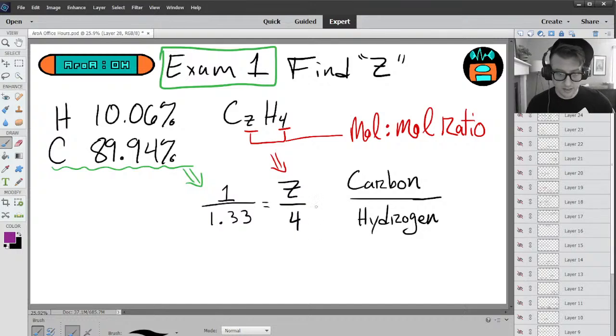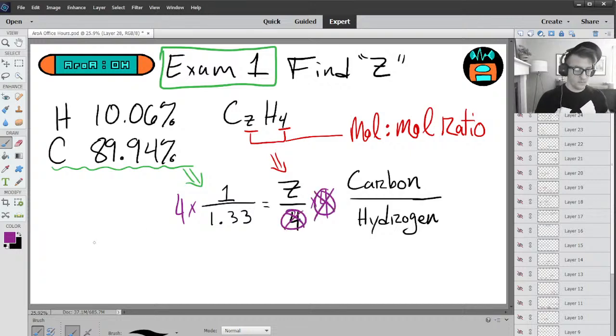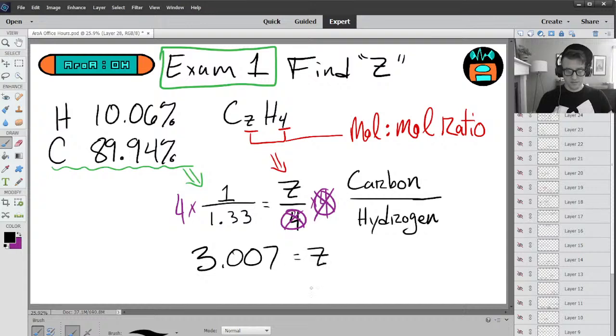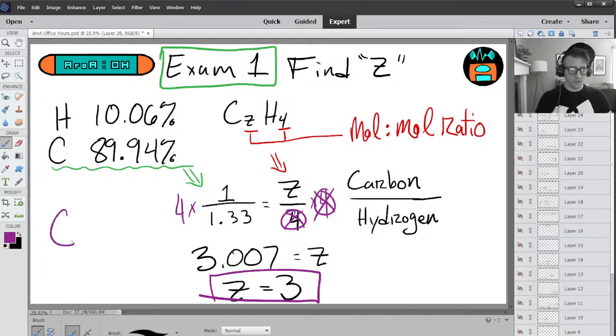So now we can use algebra to solve for Z. We can solve for Z by multiplying both sides of this equation by 4. So if you take 4 divided by 1.33, this comes out to be 3.007. So that means Z equals 3. So this compound would have a chemical formula C3H4.